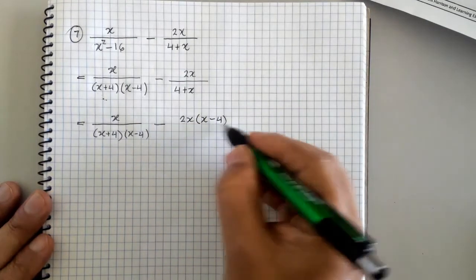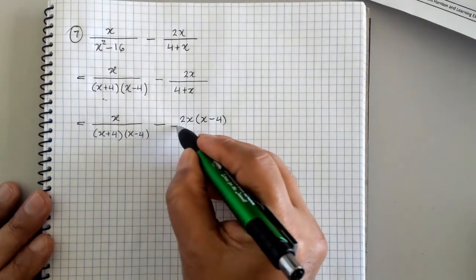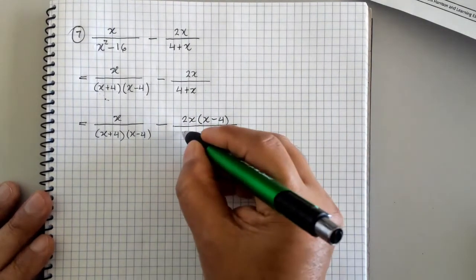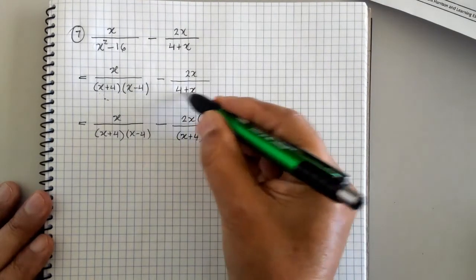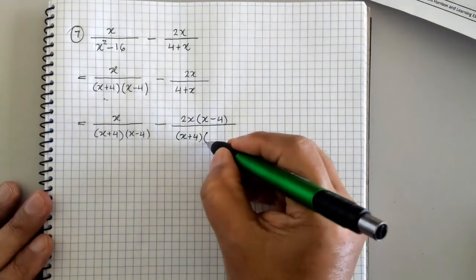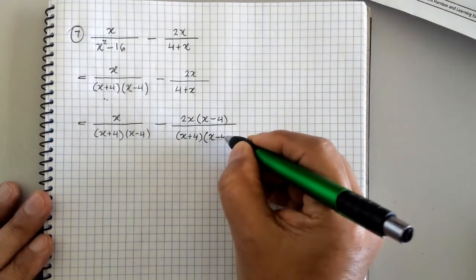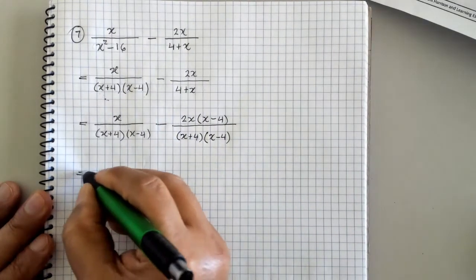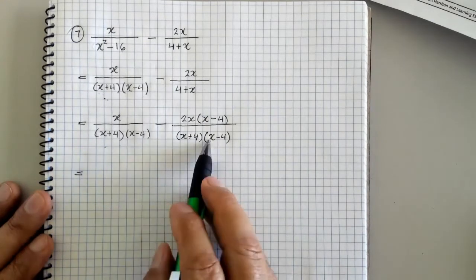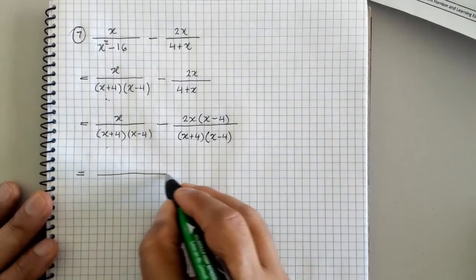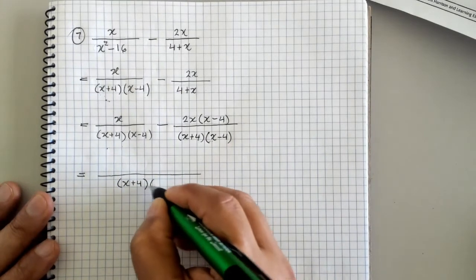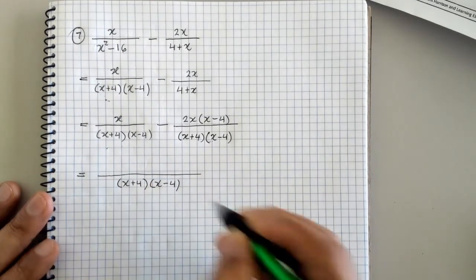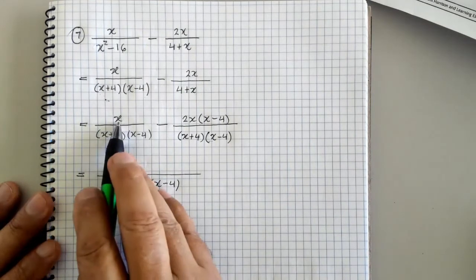That's why I'm multiplying 2x by x minus 4. And then we're going to put this as x plus 4, so I'm going to change this, and then multiply by x minus 4. Now the good thing is that we have the same denominator, so we can put everything under the same denominator, and then we're gonna do this, take away that.